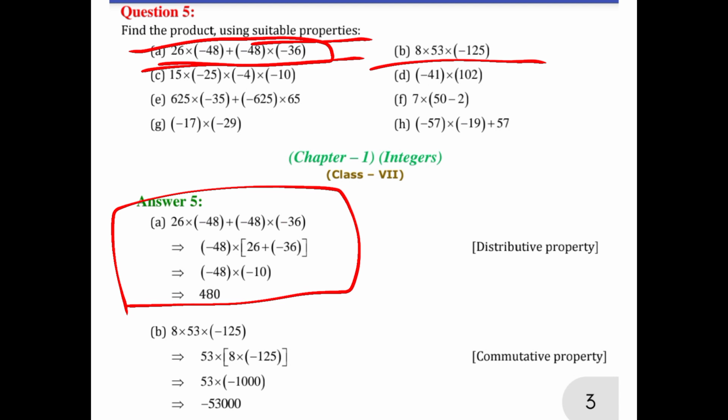5, B part: 8 into 53 into 125. We know that integers are commutative for this multiplication, so we can take this 8 here: 53 into 8 into 125, so that we can multiply 8 into 125 easily. 8 into 125 is equal to 1000. The answer will be this.